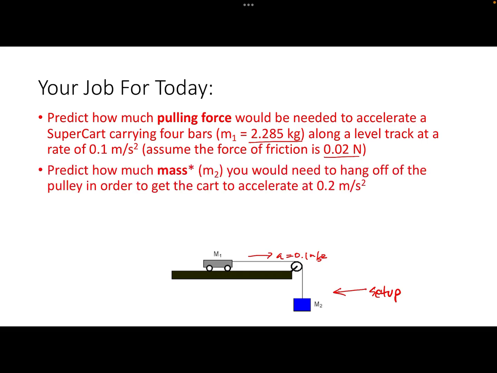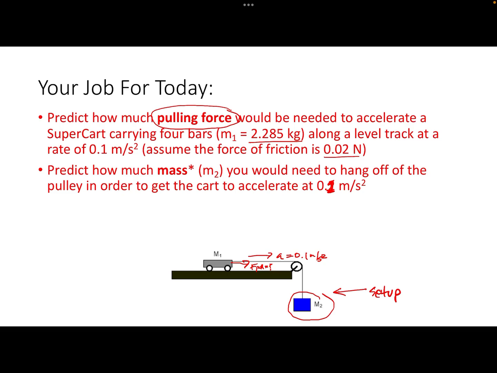And then you're going to use that information to first predict the pulling force. That's the magnitude of this force to the right in the string. So you're going to try to predict that. And then, next, you're going to try to predict the mass that you would need to add hanging off the pulley in order to achieve that same acceleration. And this says 0.2 meters per second. It should say 0.1 meters per second. And by the time you see this, that will be corrected.